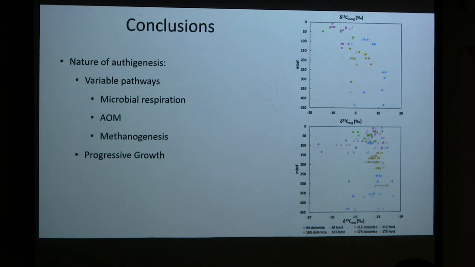So conclusions, to touch back on those original hypotheses, the nature of the authigenesis, how these authigenic dolomites were formed. We have variable pathways because we had such a wide range of isotopic values. There's evidence for microbial respiration, for AOM, and for methanogenesis. And because it increases with depth, this can also mean progressive growth.